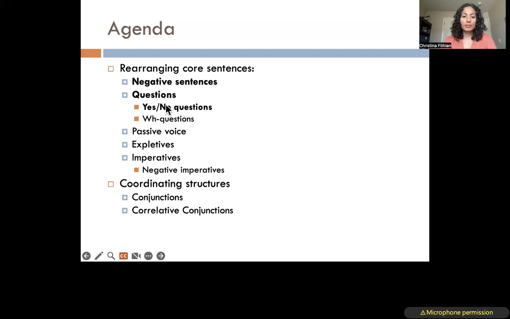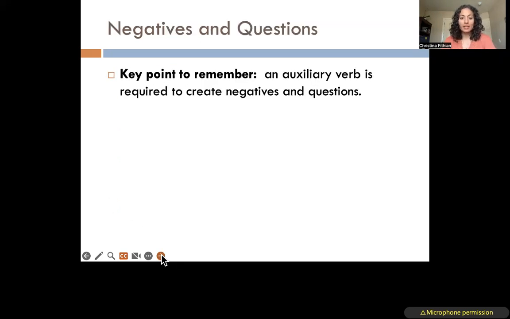So today we're going to be looking specifically at negative sentences and yes/no questions and how to diagram those in class. So when it comes to talking about negatives and questions, one key point I want you to remember for the next 3 weeks is that an auxiliary verb is required to create negatives and all questions. So always kind of keep that in the back of your mind as we go through some of these examples.